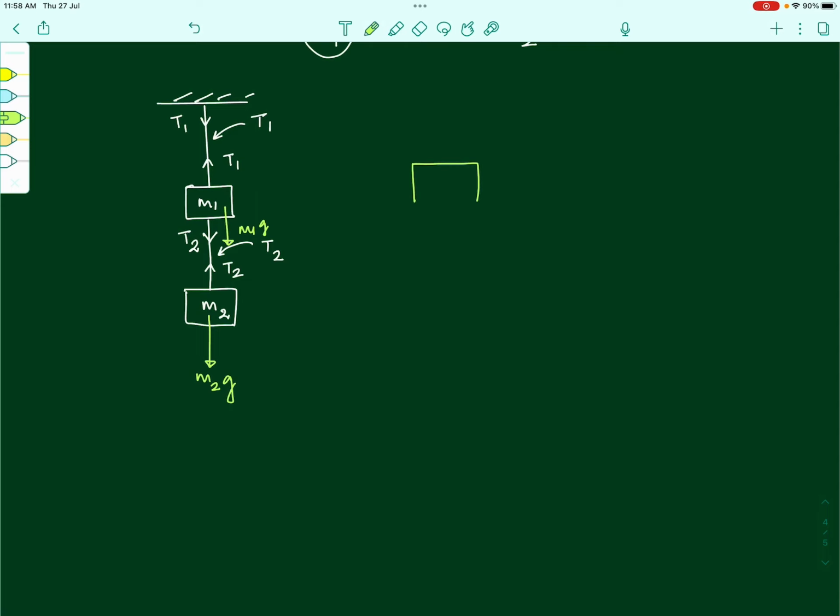So let us first take up the block M2, because M2 is hanging beneath and it has less number of forces acting on it. We shall first discuss M2 and then we shall discuss M1. So first of all, on the block M2, do we see that the forces acting on the block M2 here are M2G downwards, the weight of the block M2, and the tension T2 acting upward, right, coming from the string. Do we all see that these are the only two forces acting on the block M2? There is no other force on M2.